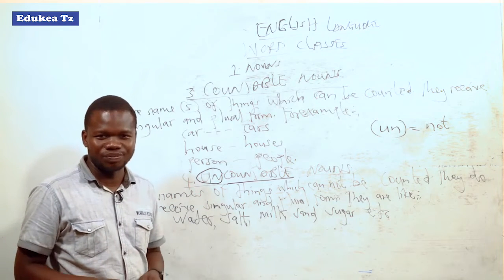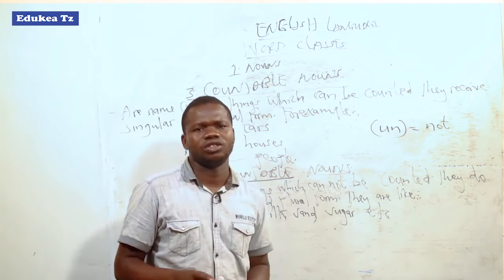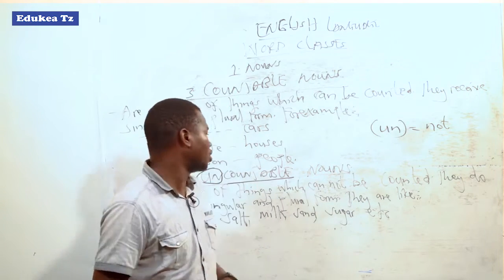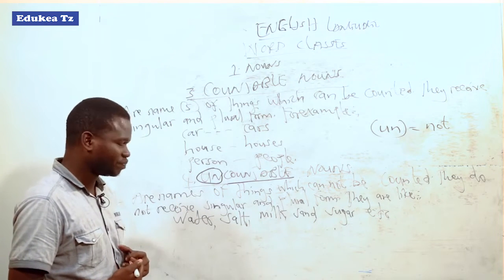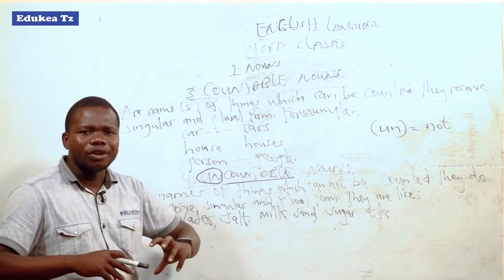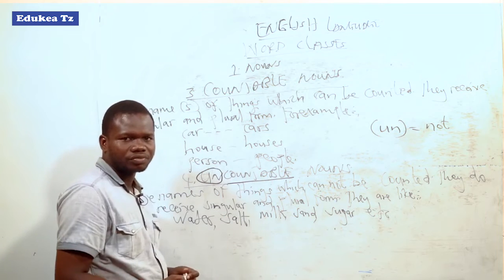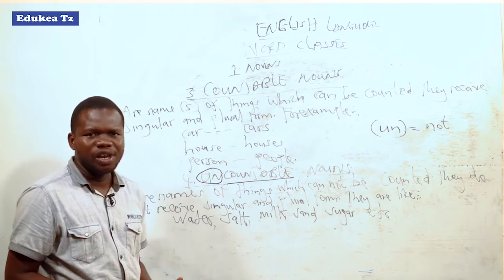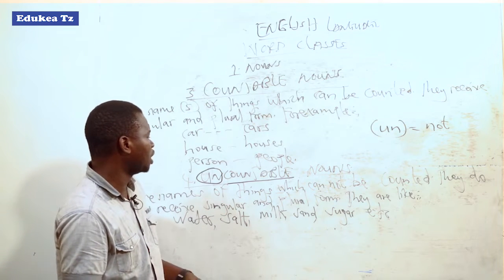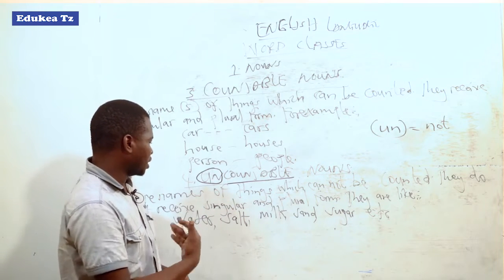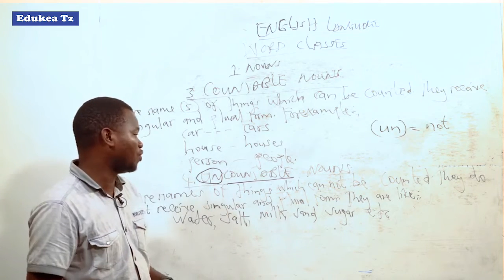So it is too simple. Since we have a prefix an, or a word an, which shows none or not. So uncountable nouns are those nouns or names of things which cannot be counted. And since they cannot be counted, they do not receive plural form. They are only in singular, even in their writing or in their usage. They are only used in singular and not plural.